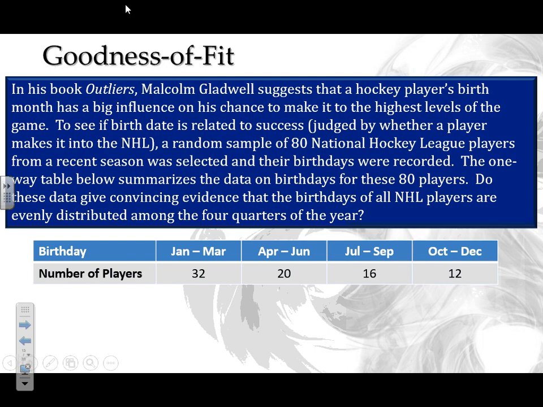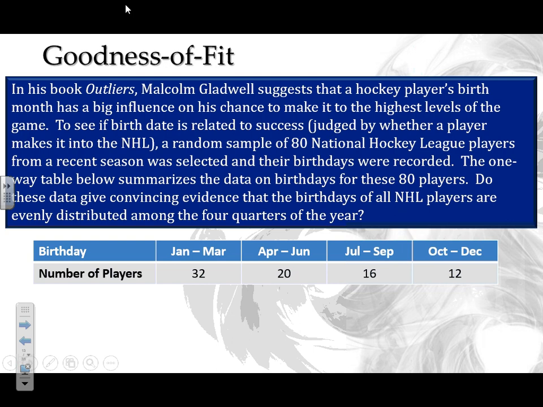In his book, Outliers, Malcolm Gladwell suggests that hockey players' birth month has a big influence on his chance to make it to the highest levels of the game. To see if birth date is related to success, which is judged by whether a player makes it into the NHL, a random sample of 80 National Hockey League players from a recent season was selected and their birthdays were recorded. The one-way table below summarizes the data on birthdays for these 80 players. Do these data give convincing evidence that the birthdays of all NHL players are evenly distributed among the 4 quarters of the year? So they split the year into 4 quarters.